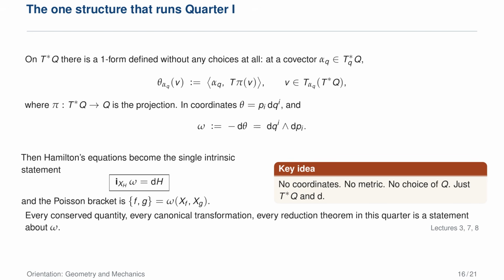In coordinates, theta is p_i dq^i, and we define omega to be minus d theta, which in coordinates is dq^i wedge dp_i. With that in hand, Hamilton's equations become one intrinsic statement. The interior product of X_H with omega equals dH, and the Poisson bracket of two functions is omega evaluated on their two Hamiltonian vector fields. No coordinates, no metric, no choice of q. Just the cotangent bundle and the exterior derivative. Every conserved quantity, every canonical transformation, and every reduction theorem this quarter is a statement about omega.